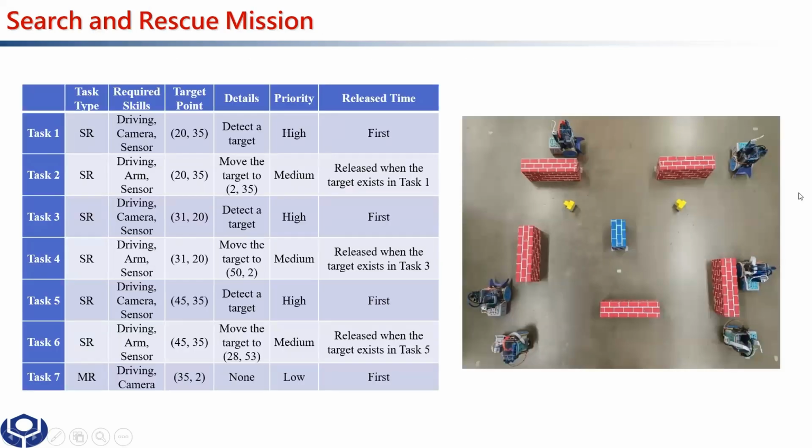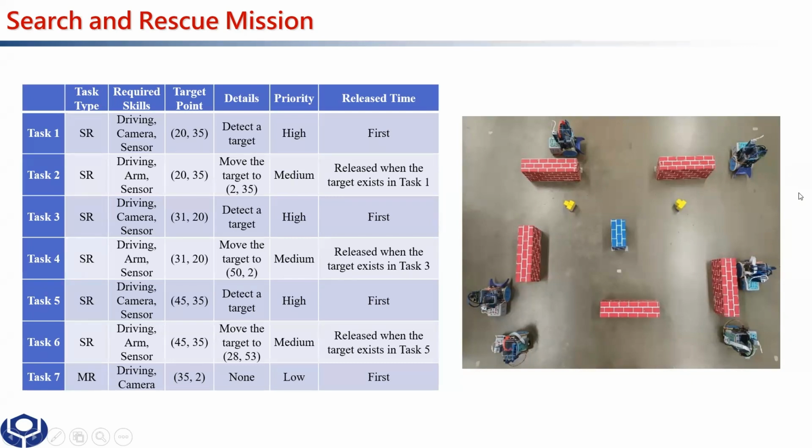All right, in order to test my algorithm, I tested it in a search and rescue mission. For example, this is a map of the mission. We have 3 possible target points. So at least 3 robots are supposed to go to these target points to detect the object, and then ask some other robots to move these targets out of the house or wreck, just in order to save people.